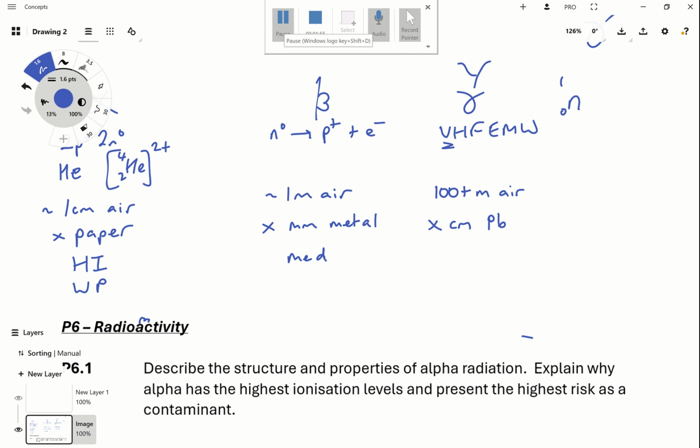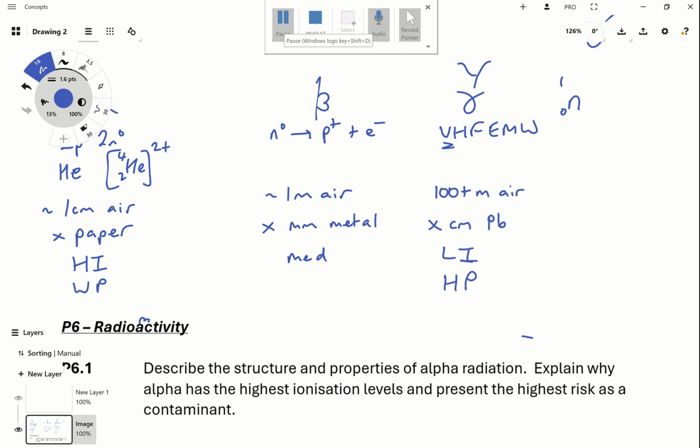And what can we say? This time it's low ionisation. Don't say it's no ionisation. So some of you on your unit test say it's got no ionisation. Low ionisation. Gamma can still ionise. It can be absorbed by an electron, and the electron can be lost. And it's got high penetration.